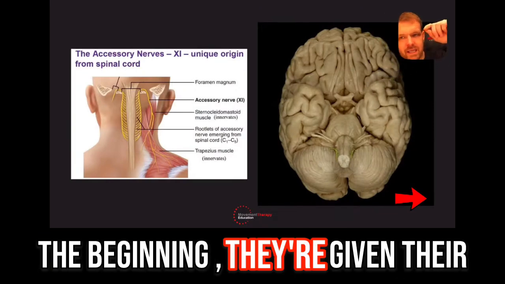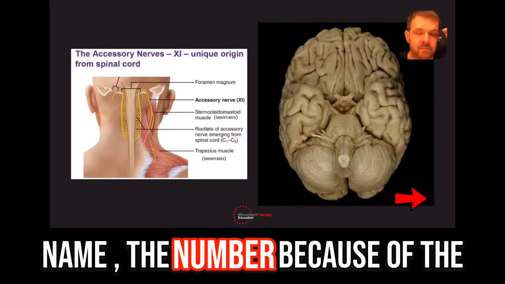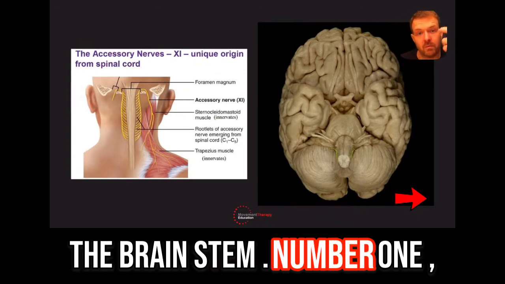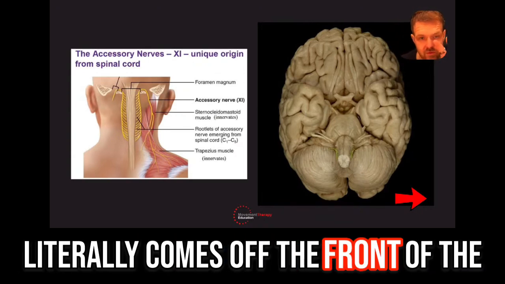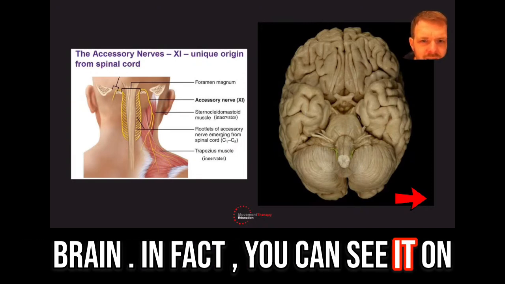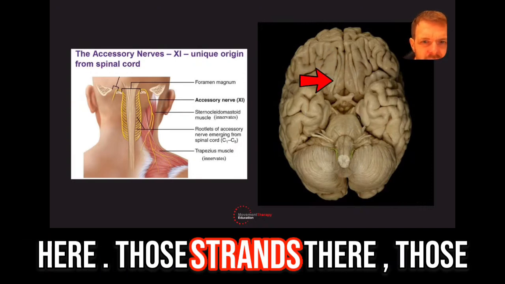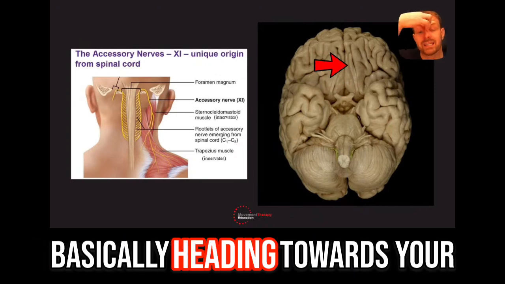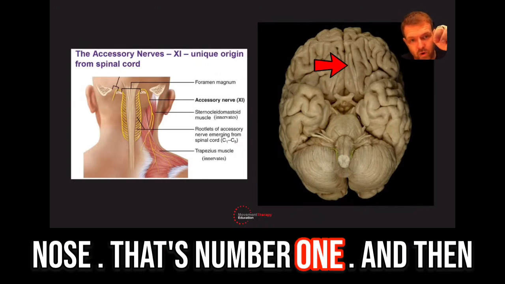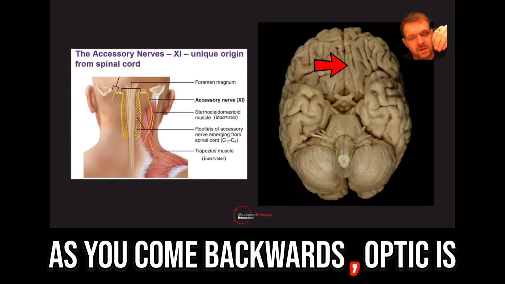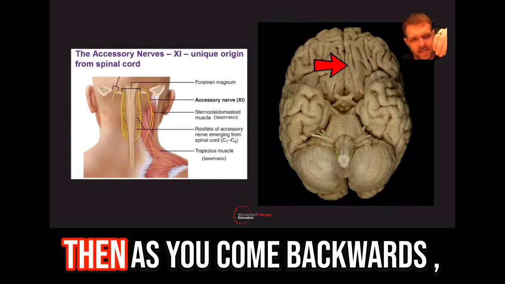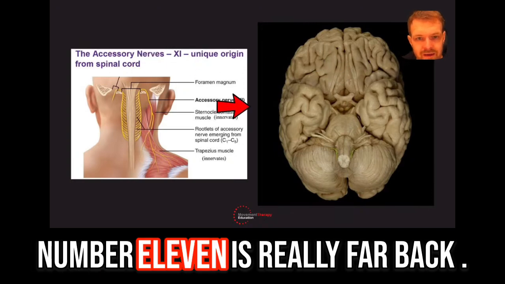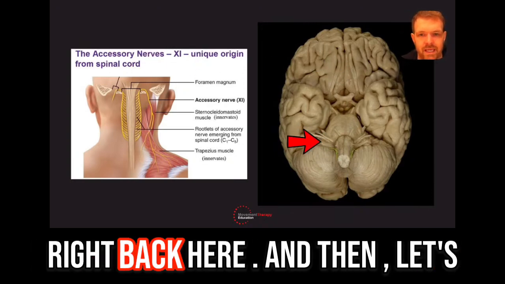from the beginning, they're given their name, the number, because of the position that they exit the brain or the brainstem. So number 1 literally comes off the front of the brain. In fact, you can see it on here. Those strands there, those are the olfactory nerves. They're basically heading towards your nose. That's number 1. And then as you come backwards, optic is next, and that's number 2. And then as you come backwards, that's why they're given all their names. Number 11 is really far back, right back here.